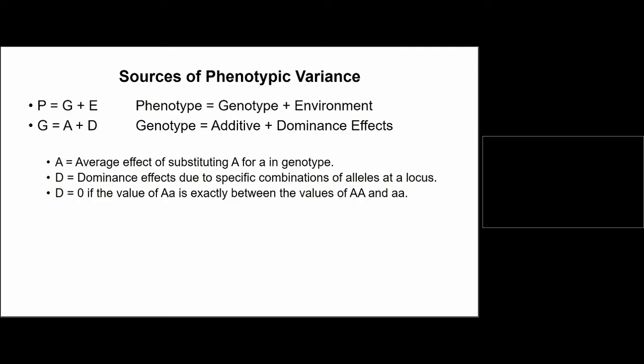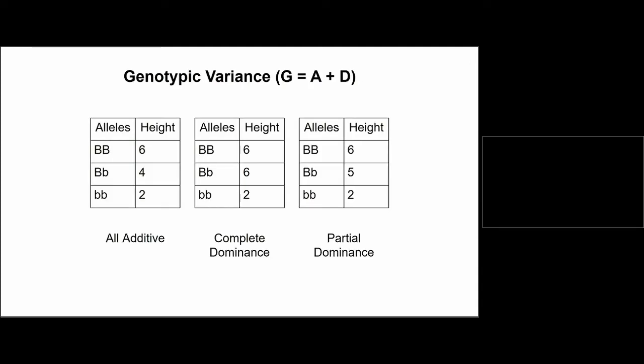So if the value of big A, little a is exactly in between big A, big A and little a, little a, your dominance effects are 0. Okay, so what does that mean? So here's an example, hypothetically.